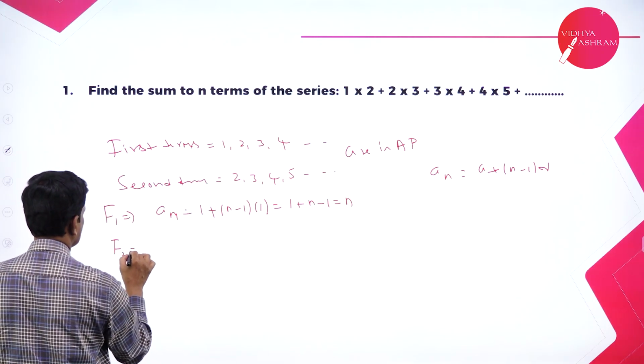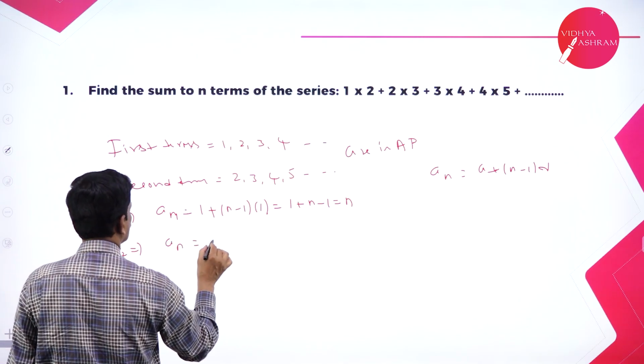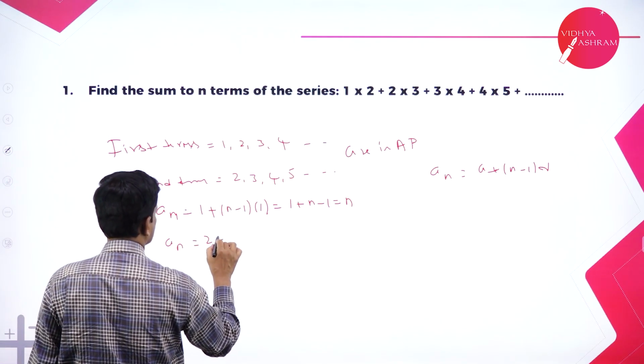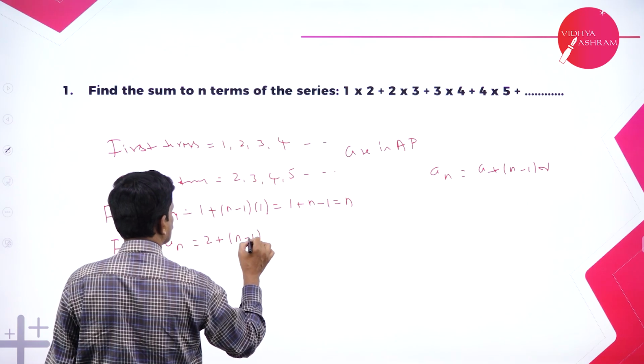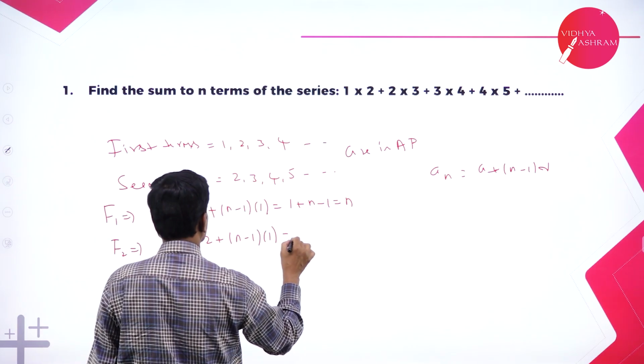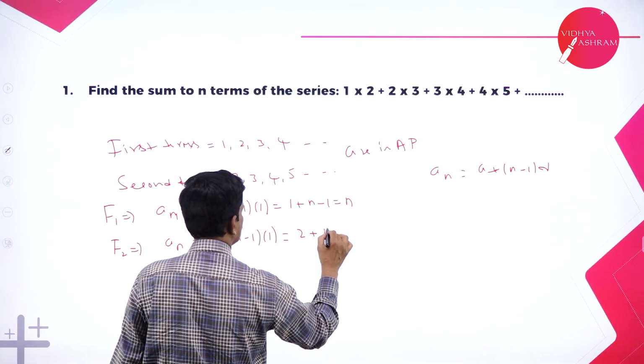Similarly, for the second terms of the series, an is equal to a, the first term, which is 2, plus n minus 1, where n we don't know, into the difference, which is also equal to 1. 2 plus n minus 1.